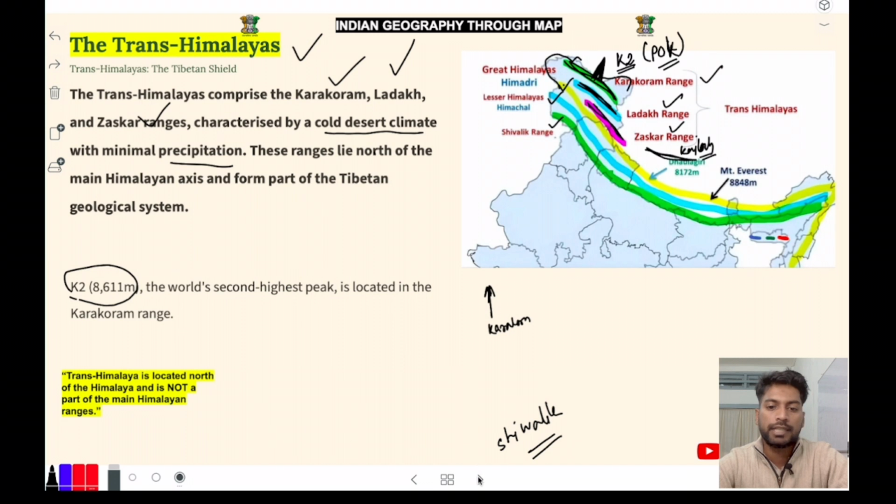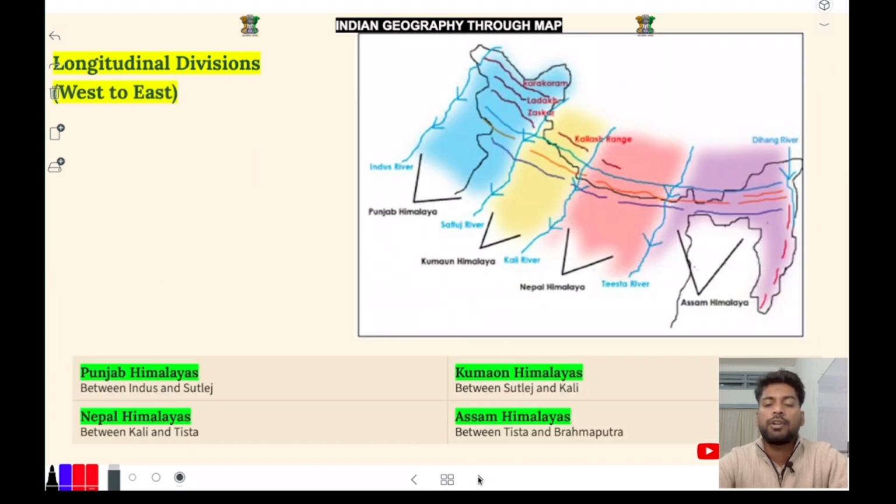Now we'll move to Greater Himalaya. Okay, some longitudinal division is also there. Look, again I am revising. These are the Himalayan ranges. First Karakoram, then Ladakh, then Jaskar, then Greater Himalaya, this line, then your Lesser Himalaya or Himachal you can say, and this is your Shivalik. This is your longitudinal division, from north to south.